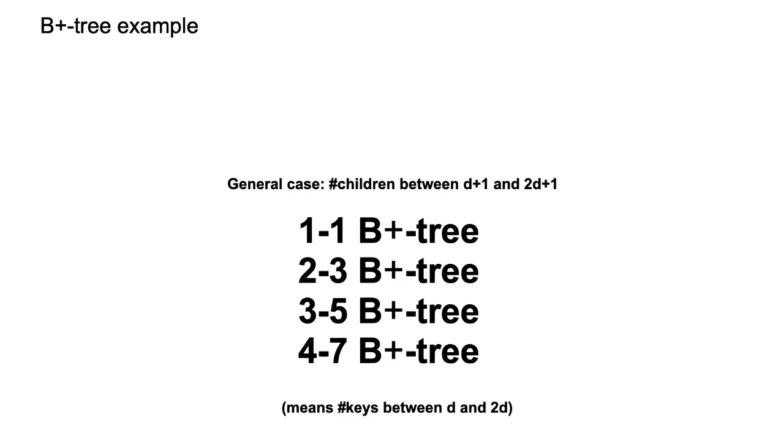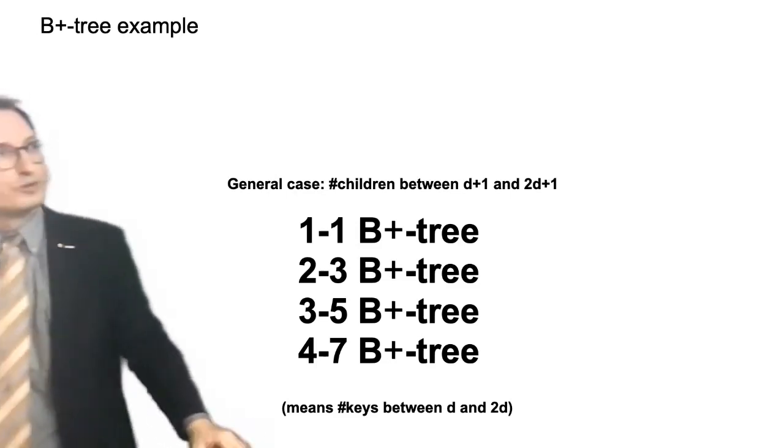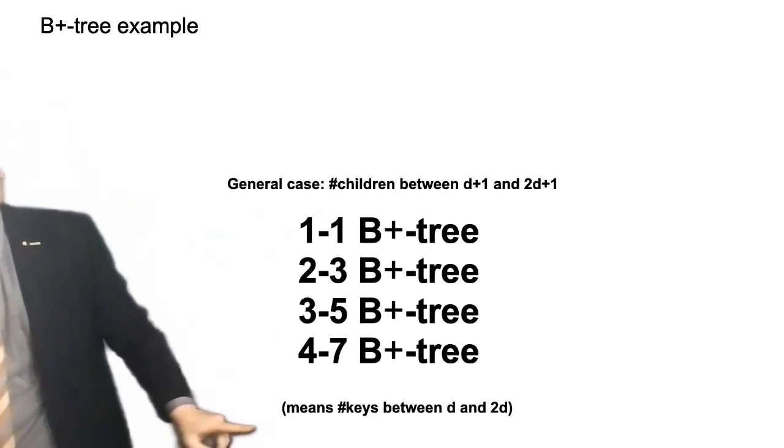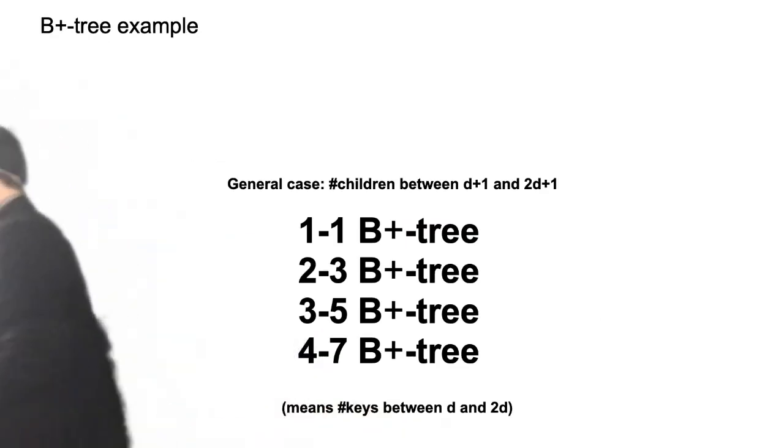Right. So if it's d plus 1 to 2d plus 1 for the children, then it means the number of keys, what we call keys, these values here, are between d and 2d.